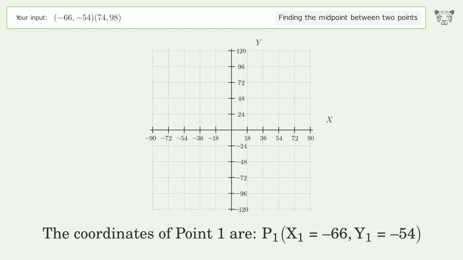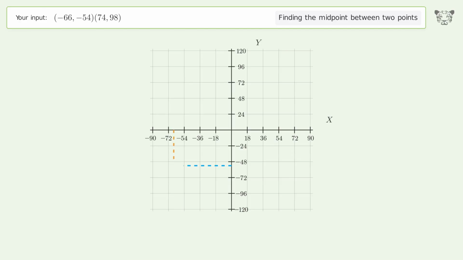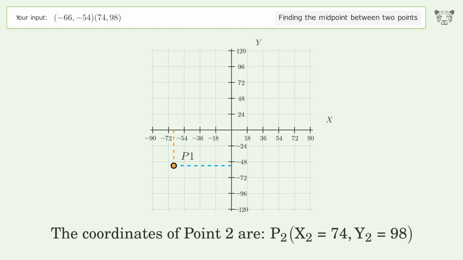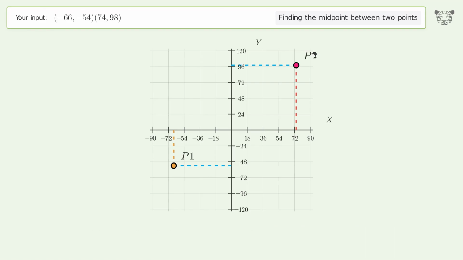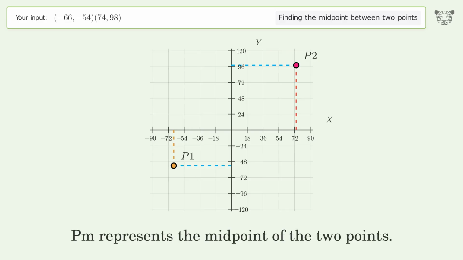The coordinates of point 1 are x1 equals -66, y1 equals -54. The coordinates of point 2 are x2 equals 74, y2 equals 98. PM represents the midpoint of the 2 points.